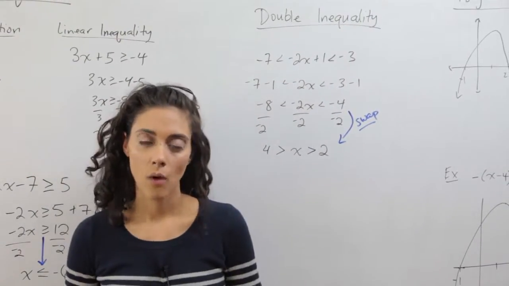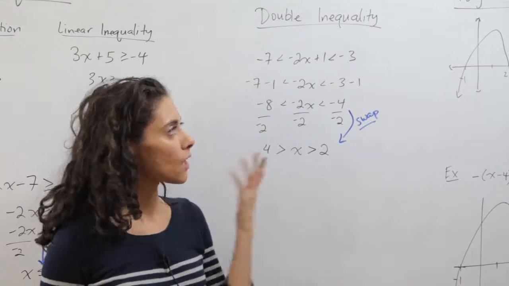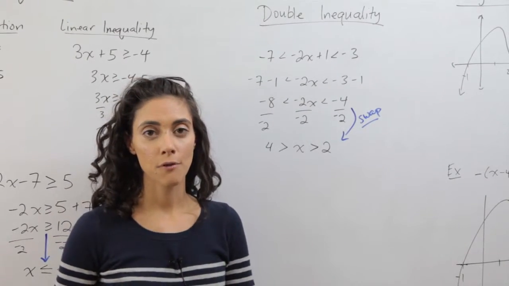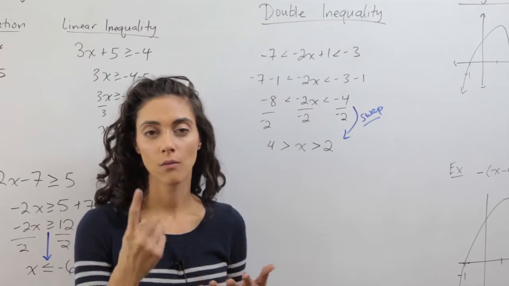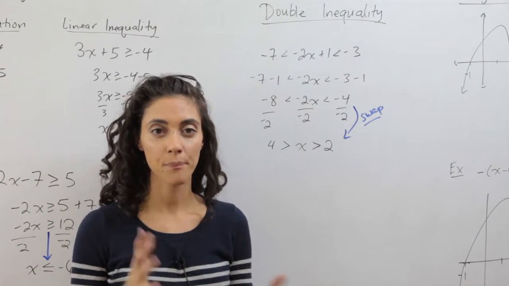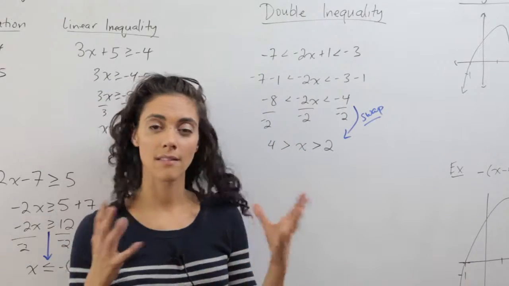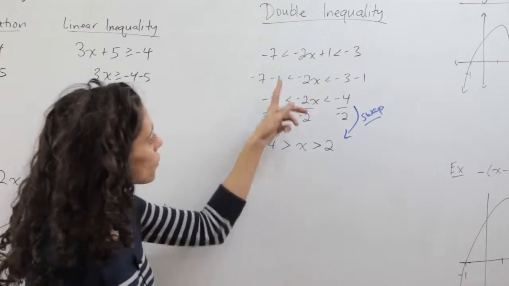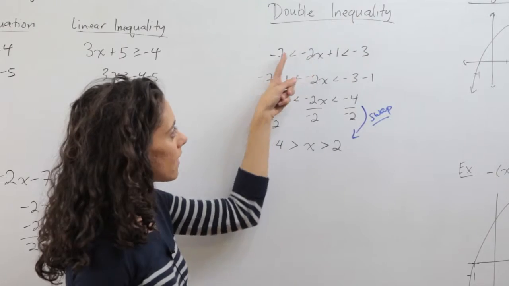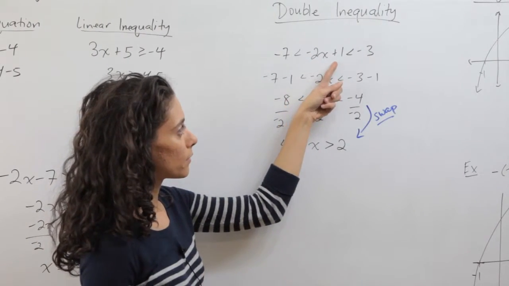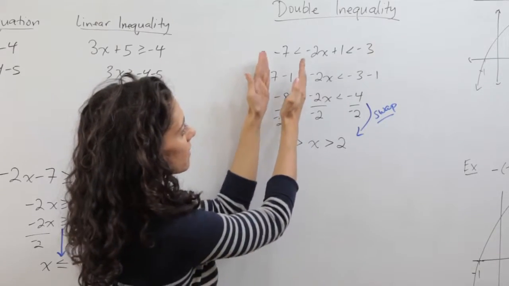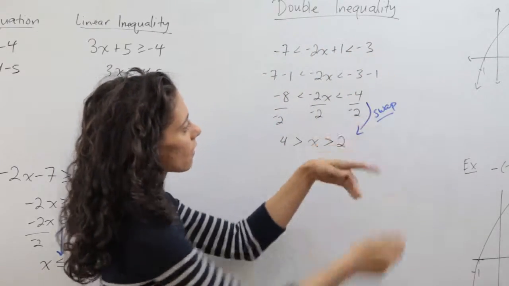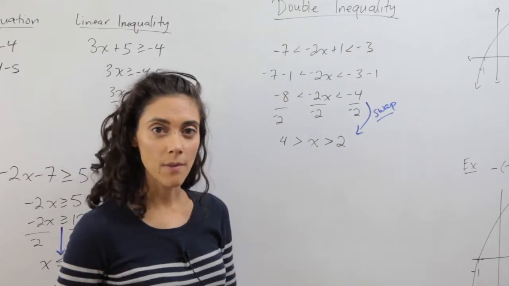When we're dealing with inequalities, it's possible to get a double inequality. We can get some value of x between two values. Of course, that doesn't work for an equation. X can only be equal to one single thing at a time. But with inequalities, x can be in some range. So here I have -7 is less than -2x plus 1, which is less than -3. You can think of this as having 3 sections, and my goal is to get x alone in the middle.